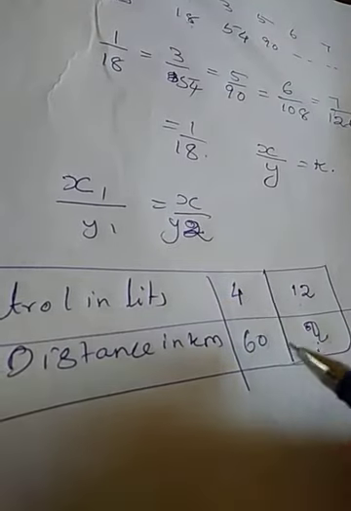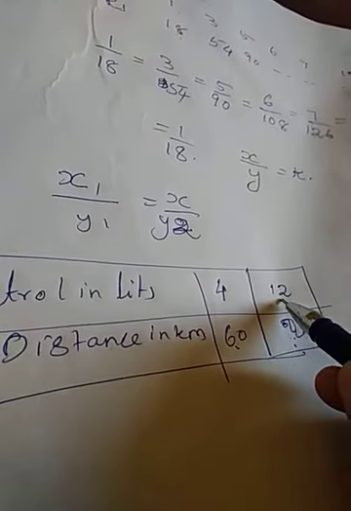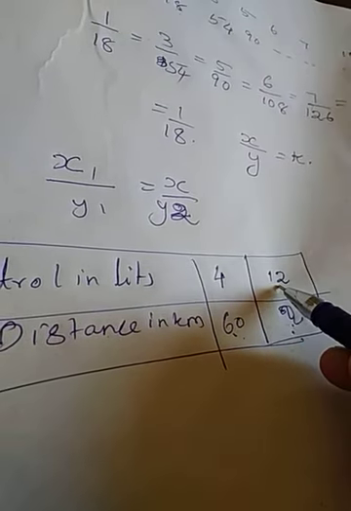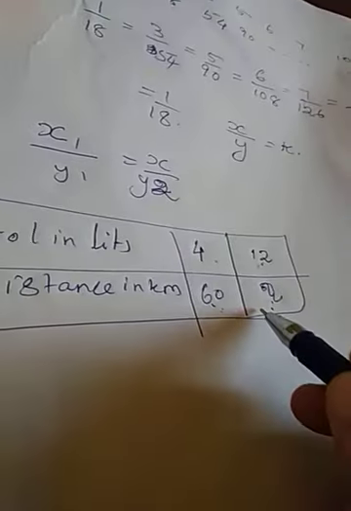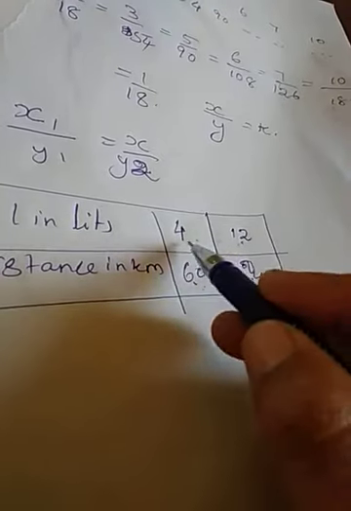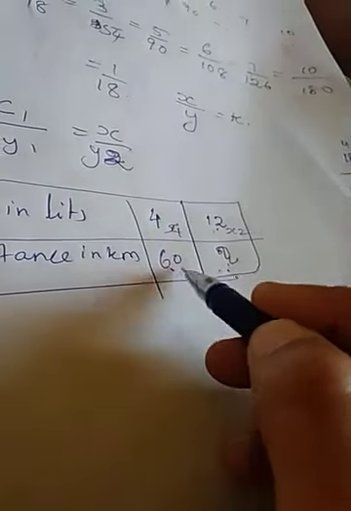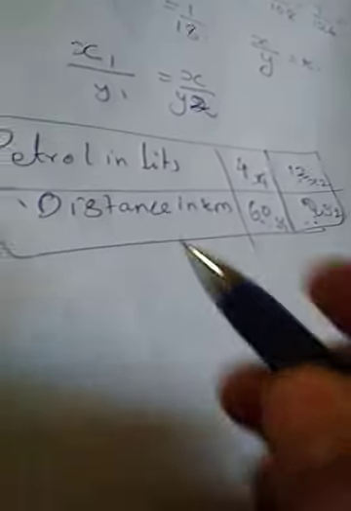4 liters of petrol we can use 60 kilometers. Then 12 liters means definitely we can travel more than 60. So 4 to 12, it is increasing. One quantity increasing, next quantity also increasing. So suppose we take this as x1, x2, and this as y1, y2. If one quantity increases, the next quantity also increases, so it is a direct proportion.